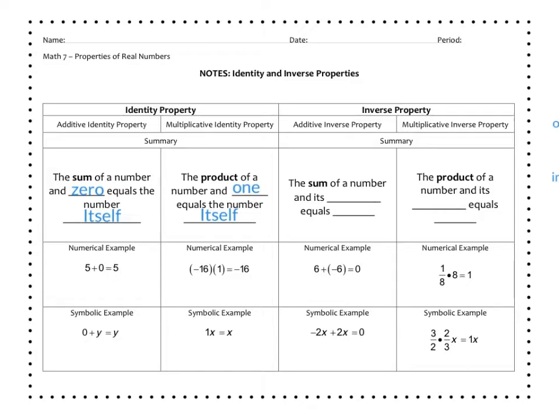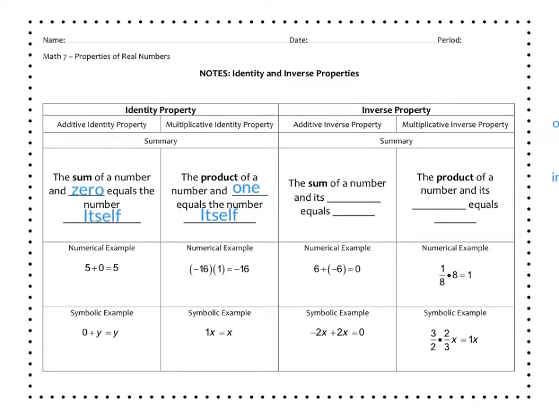Now let's take a look at the inverse property. We've talked about inverse before, inverse operations in solving equations. Now we're going to talk about what the inverse property actually is. We have two inverse properties: an additive inverse property and a multiplicative inverse property.